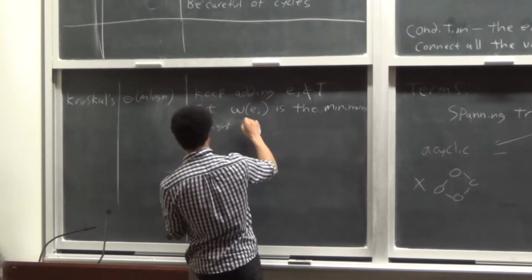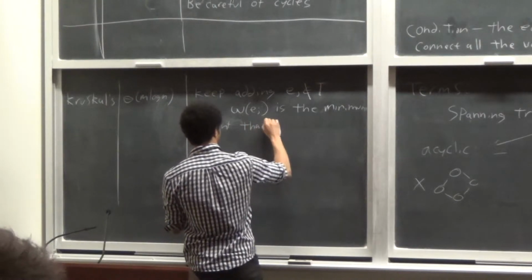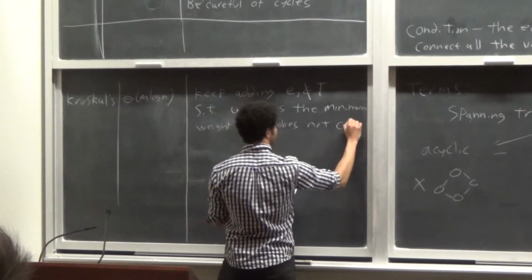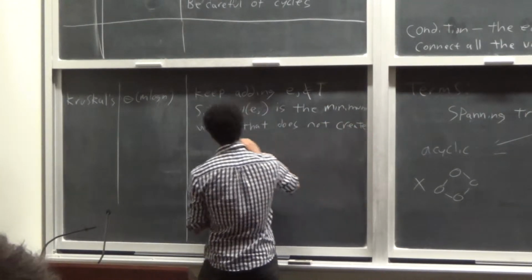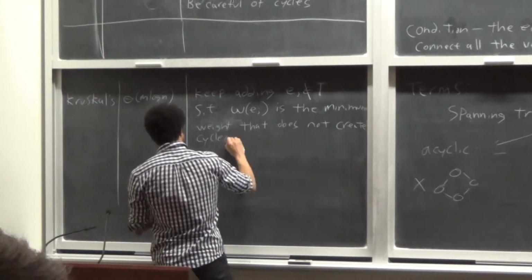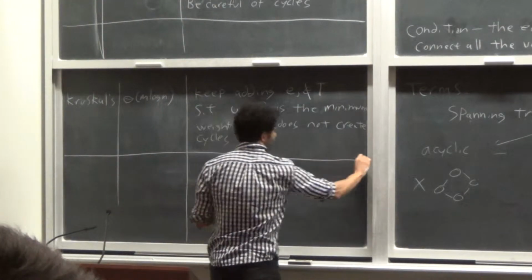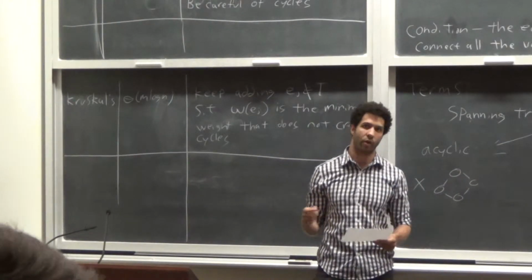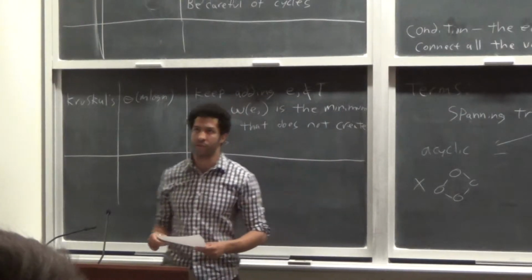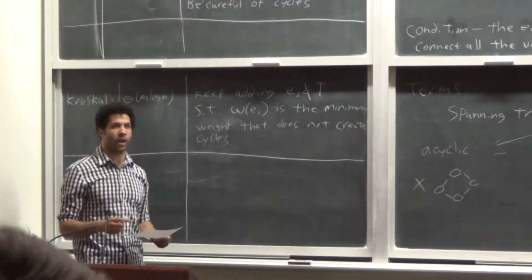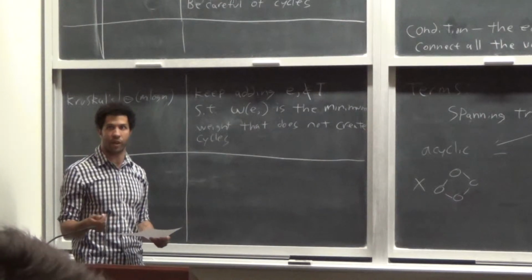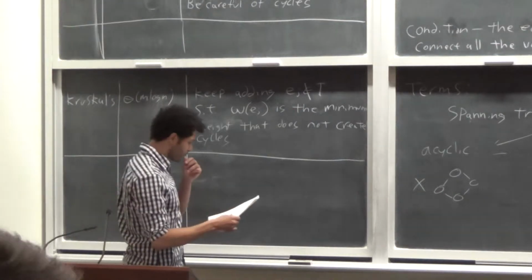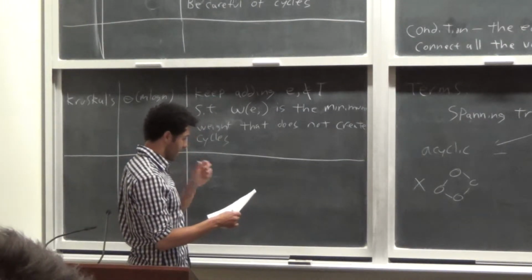Yeah, so it says the minimum weight that doesn't. So in both the cases, we have to be careful not to redundantly add edges or nodes that create cycles. And that's a general rule with these algorithms: as you're traversing through this set of nodes or edges, make sure to guard against adding duplicates.